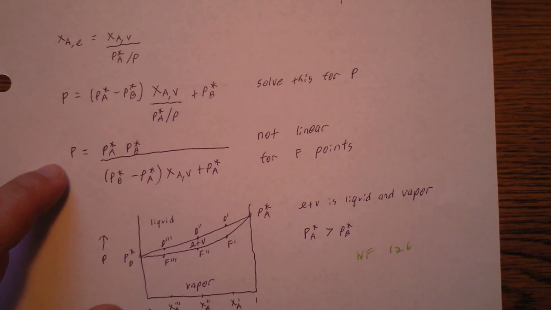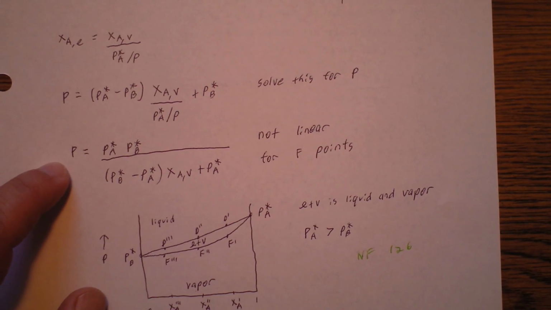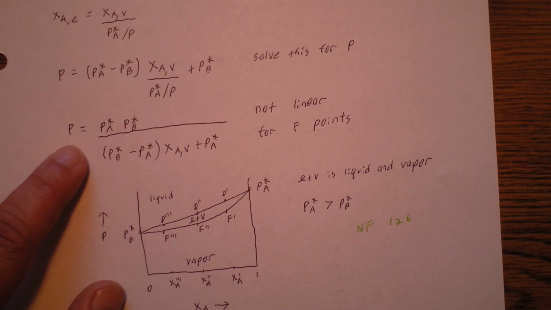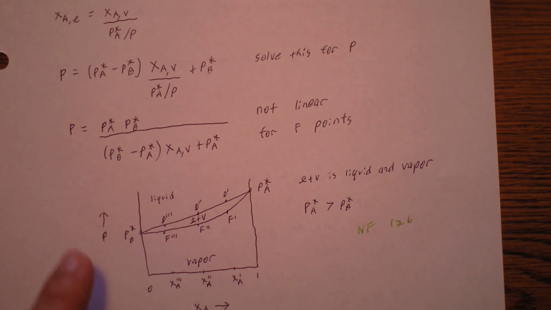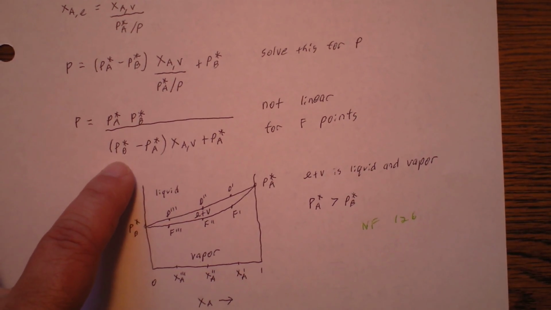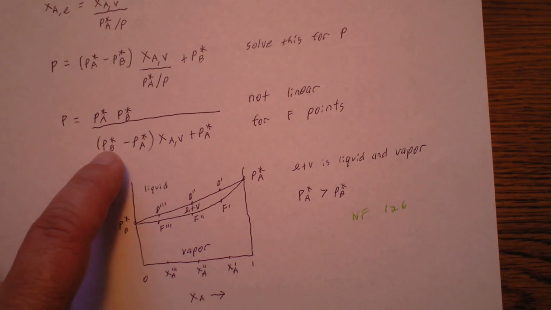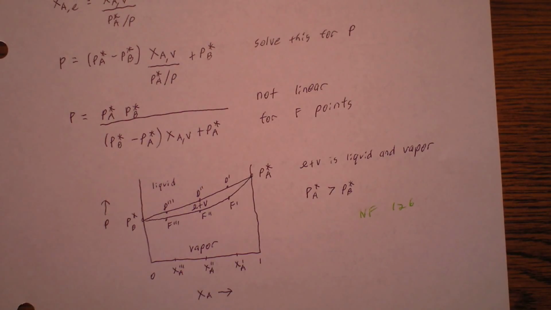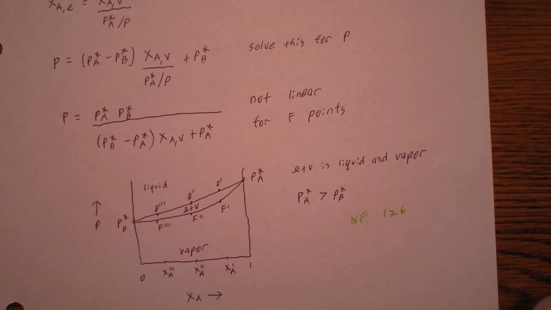So we need to solve for P. And what we get is that P is equal to PA star times PB star divided by PB star minus PA star times the mole fraction Chi A V plus PA star. Now the problem with solving for P like this is that it is not a straight line. Now these are for our F points.